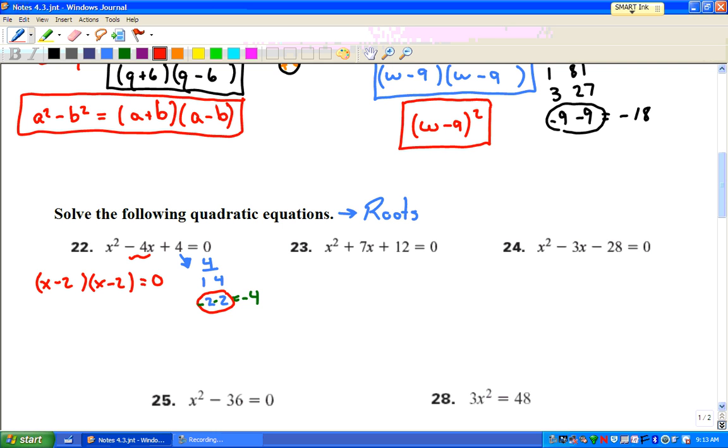Now what we're going to do is solve both of these to find our roots. So I'm going to break it into two separate equations. I got x minus 2 is equal to 0, and I got x minus 2 is equal to 0. I would add 2 here, I would add 2 here, and I'd end up with x is equal to 2. I'd do the same thing here and end up with x is equal to 2. So you'll notice we end up with just one solution here since they're both the same. Okay?